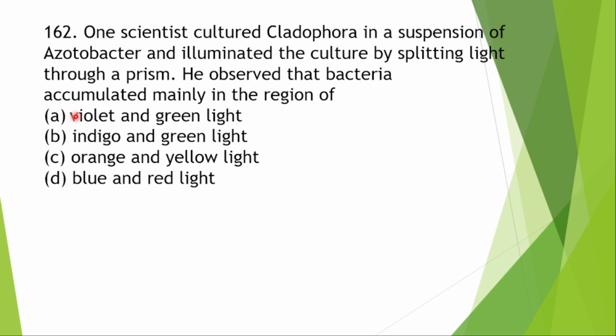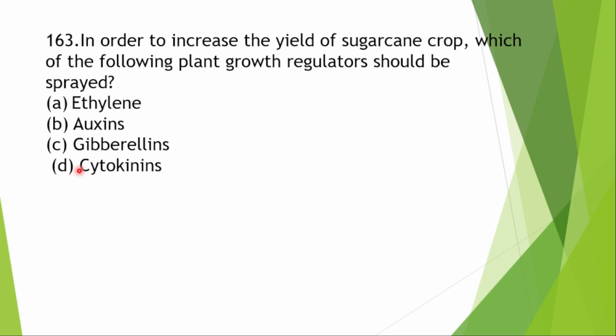162. Once a scientist cultured Cladophora in a suspension of Azotobacter and illuminated the culture by splitting light through the prism, he observed that bacteria accumulated mainly in the region of violet and green, indigo and green, orange and blue and red. So the right option is blue and red. 163. In order to increase the yield of sugarcane crop, which of the following plant growth regulators should be sprayed? Ethylene, auxin, gibberellin and cytokinin. It is gibberellin.